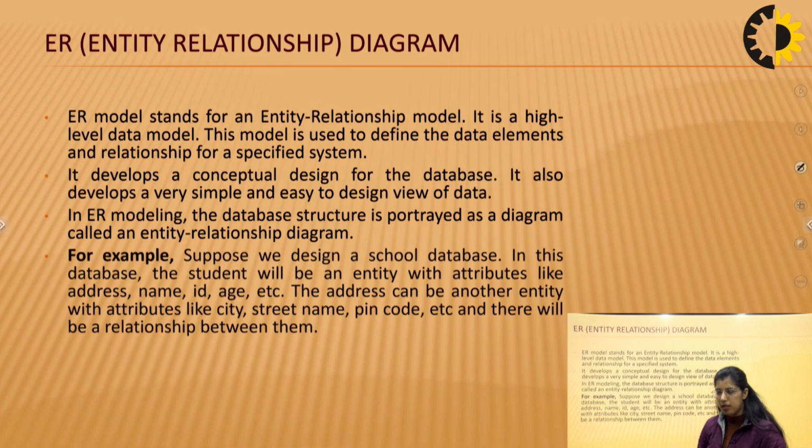For example, suppose we design a school database. In this database, the student will be an entity because the overall database will focus on a student. So, student will be represented by an entity with some attributes like name, address, age, etc. The address can be another entity with different attributes like city, street, pin code, etc. And there will be a relationship between the student entity and the address entity.